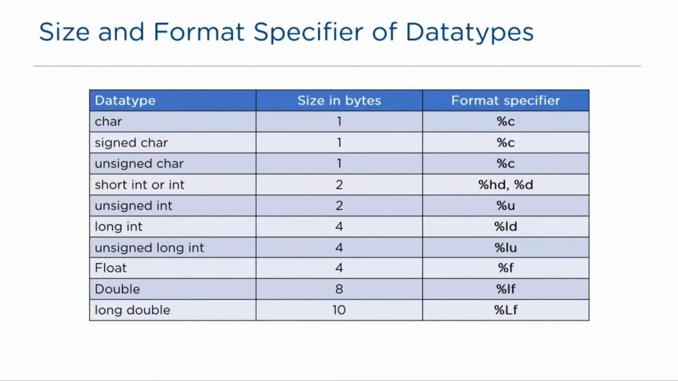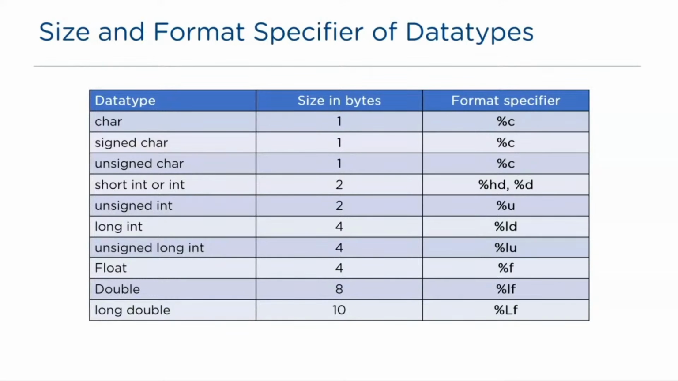For the data types char, signed char, and unsigned char, the size is 1 byte and its format specifier is %c. Next, int. The size is 2 bytes and its format specifier is %d. Unsigned int. The size is 2 bytes and its format specifier is %u. Next is long int. The size is 4 bytes and its format specifier is %ld. Unsigned long int, the size is 4 bytes and its format specifier is %lu.